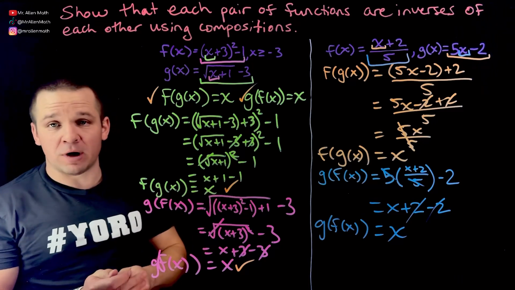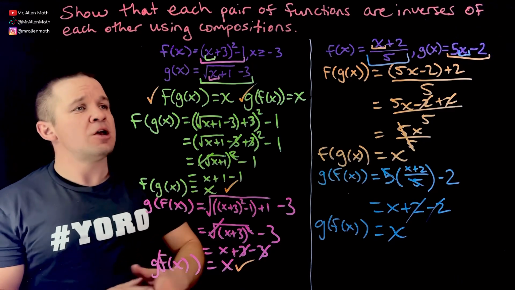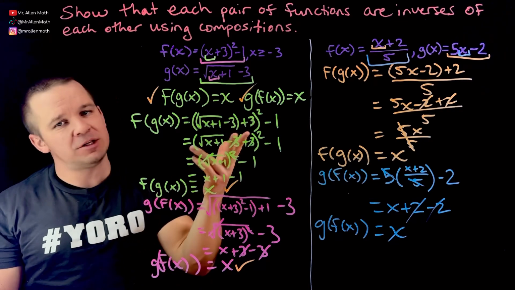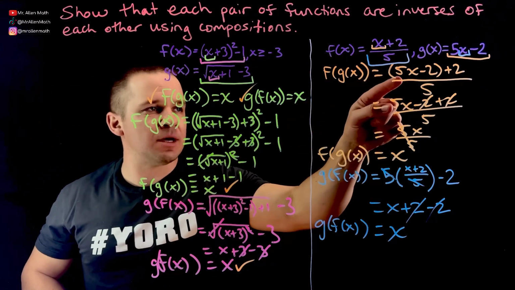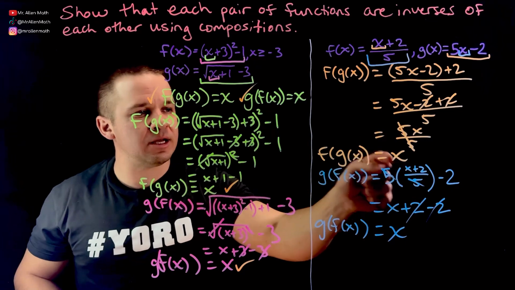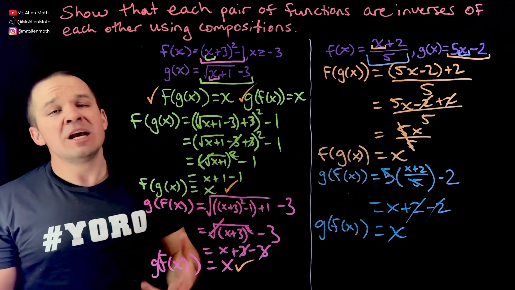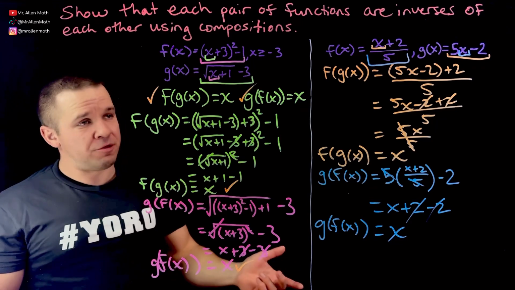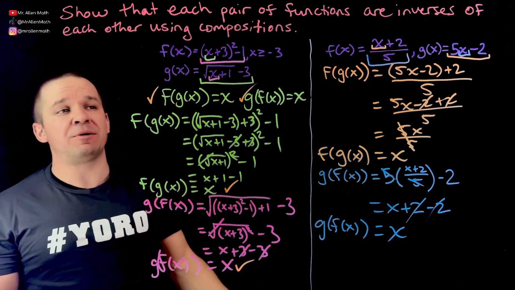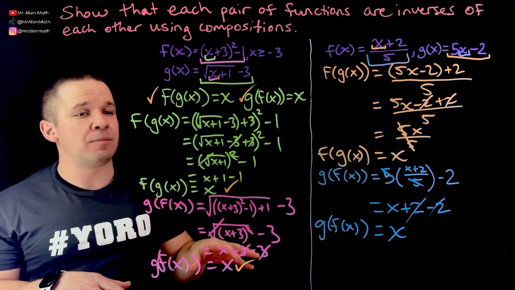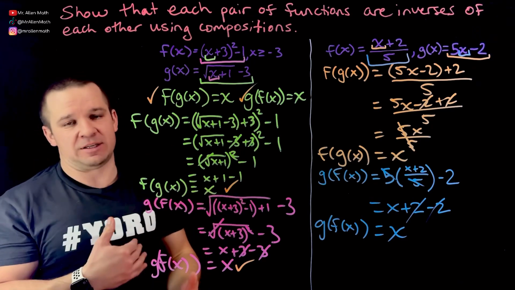You may be asked to prove one of these on a test or a quiz, so you've got to show some work here. You can't just say, oh yeah, it's fine. You need to show the substitution, some algebra, getting down to that final equals x. Same with this one here. If you were determining whether or not they are inverses of each other, and you happen to get one of them not equal to x, you can stop right there. But if the first one equals x, then you've got to check the second one.